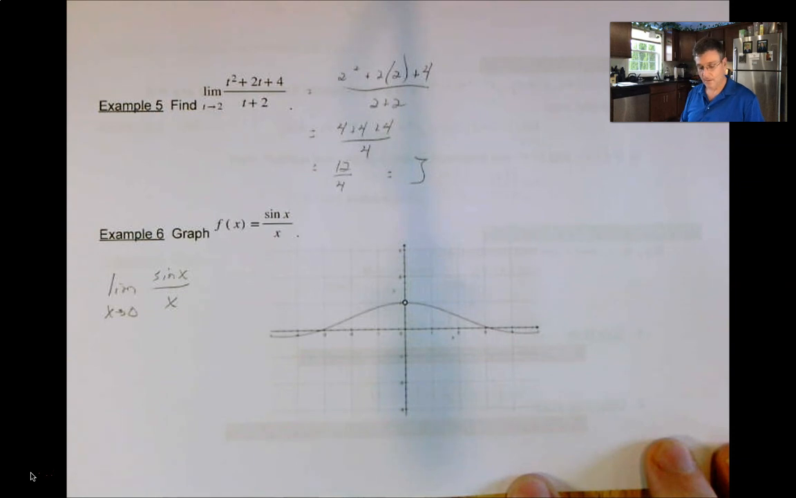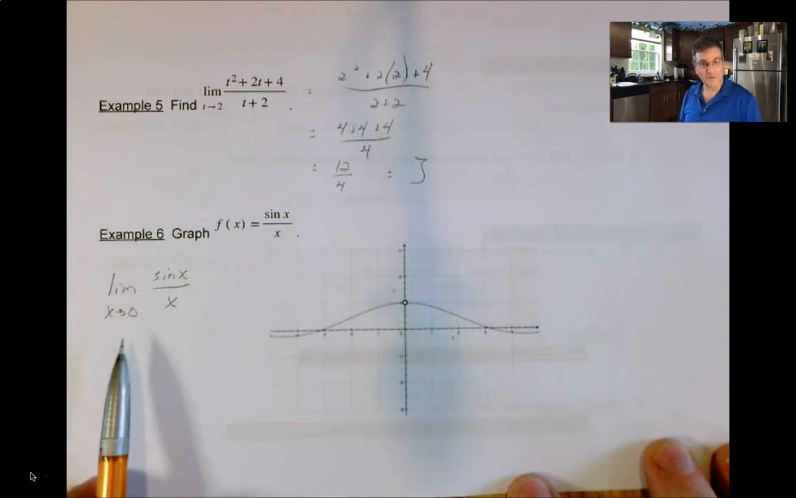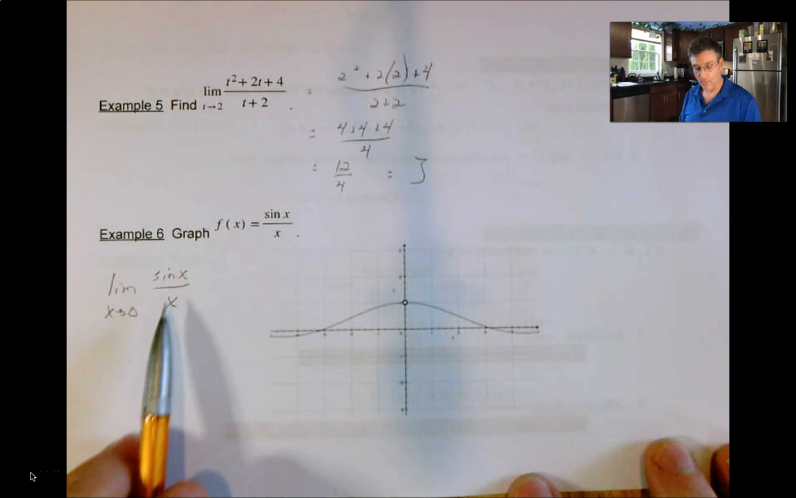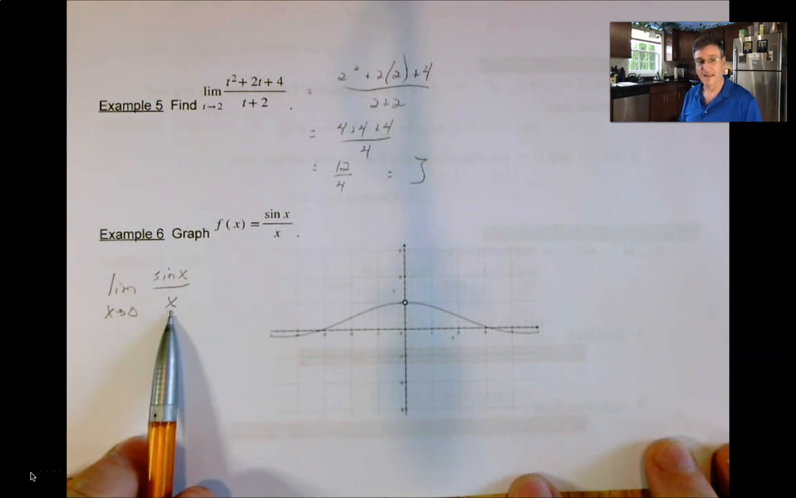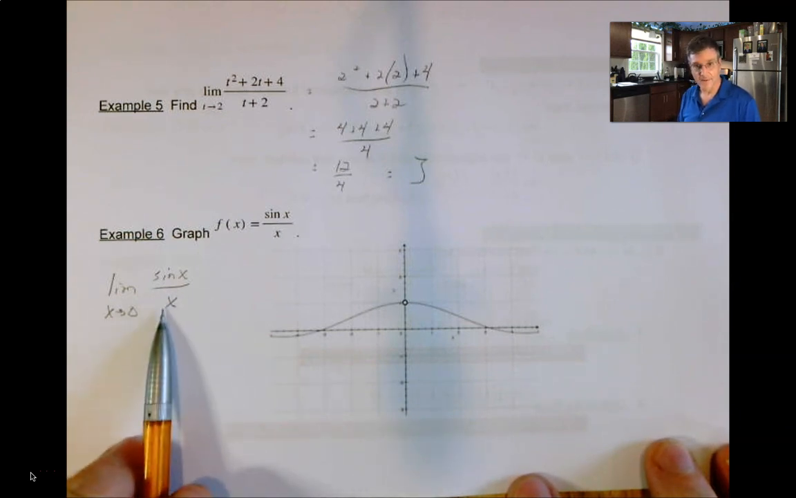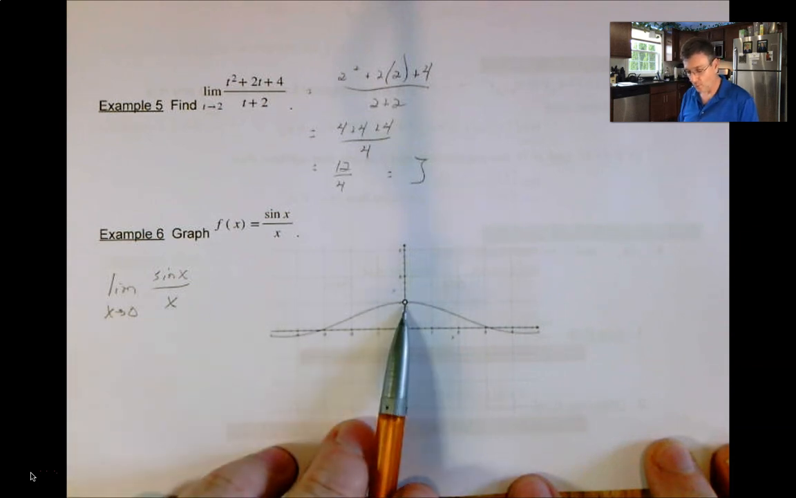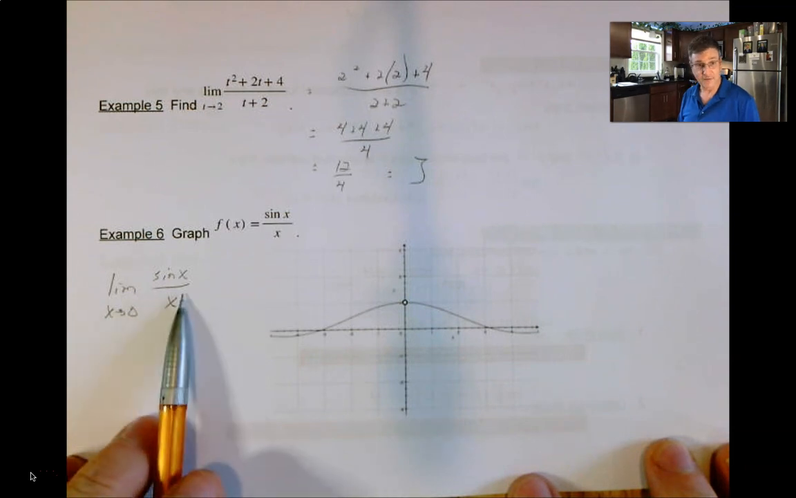x? I can't use direct substitution here. This would be sine of 0 over 0. We can't have anything over 0. Okay? We can never divide by 0. That's why there's a hole in the function here at 0. It's undefined at 0. Okay? So I can't do direct substitution.